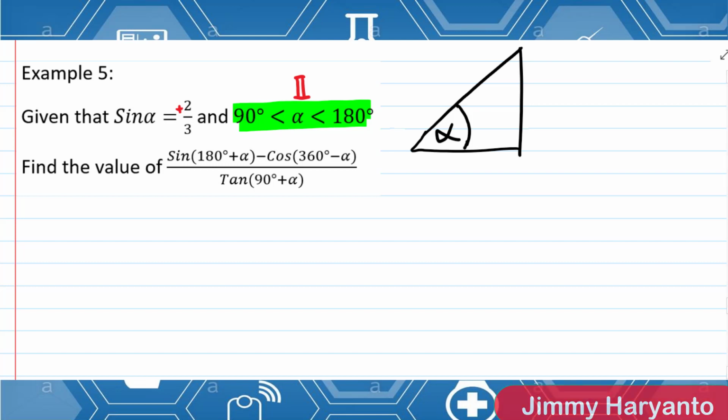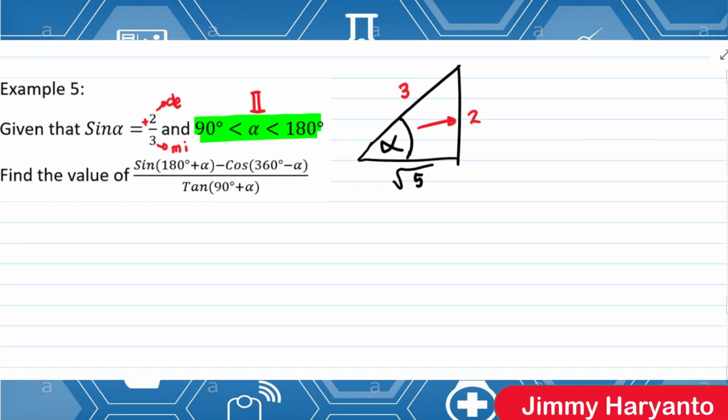Sine alpha equals 2 over 3. The opposite side is 2 and the hypotenuse is 3. Using the Pythagorean theorem, you get the square root of 9 minus 4, which equals the square root of 5. Let's prepare cos alpha and tan alpha. Cos alpha will be the adjacent, square root of 5, over the hypotenuse, 3. And for tan alpha, opposite over adjacent is 2 over square root of 5.